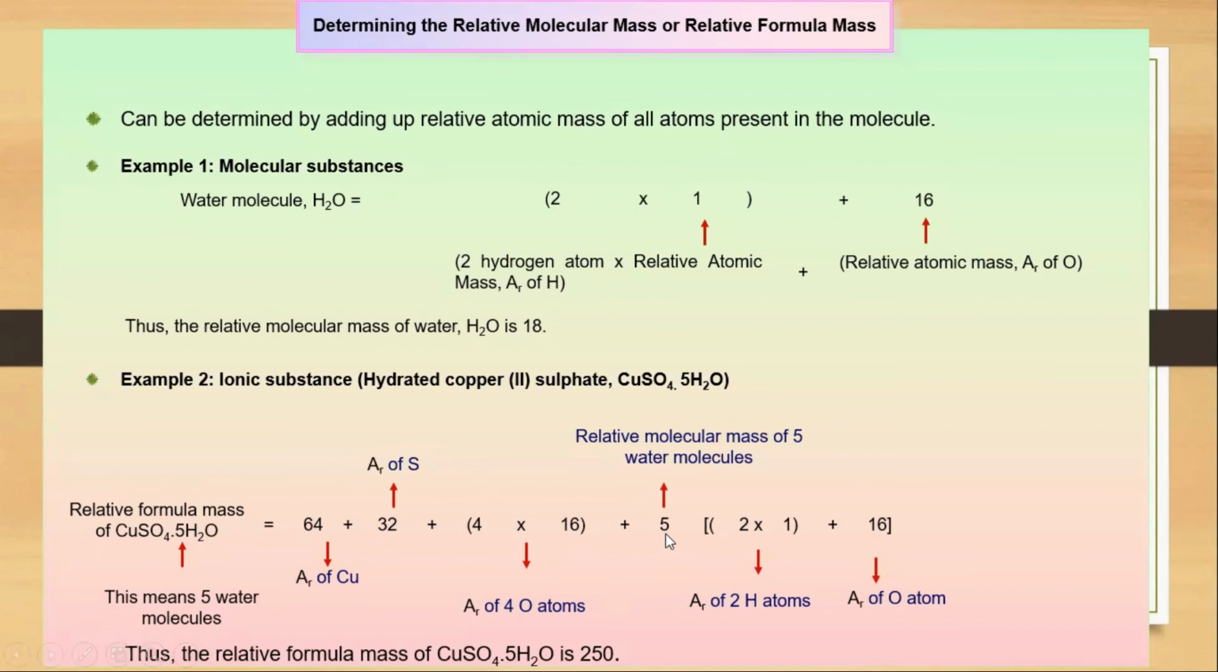Plus 5, because 5 water molecules are involved. So you have to use 5 multiplied with the relative molecular mass of water, such as 2 times 1 is the relative atomic mass of hydrogen atom plus the relative atomic mass of oxygen. So here you're going to get altogether 5 times 18, such as 90. Thus, the relative formula mass of hydrated copper(II) sulfate is 250.